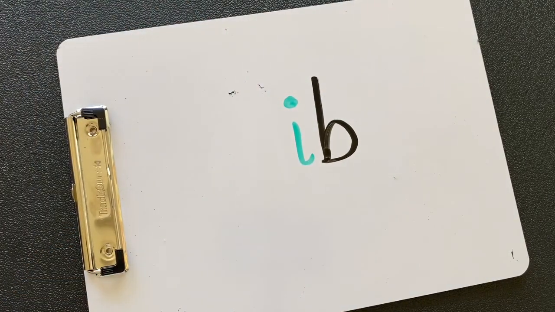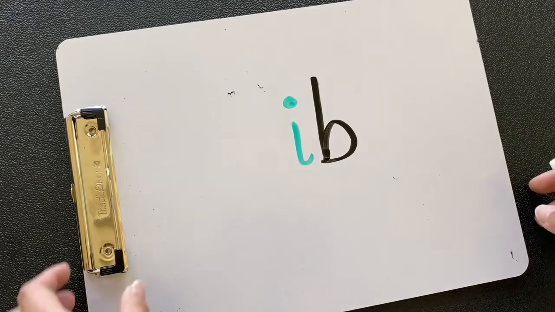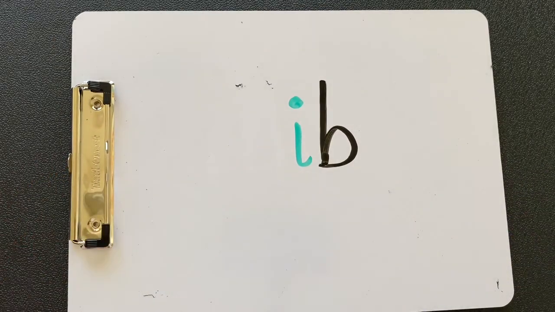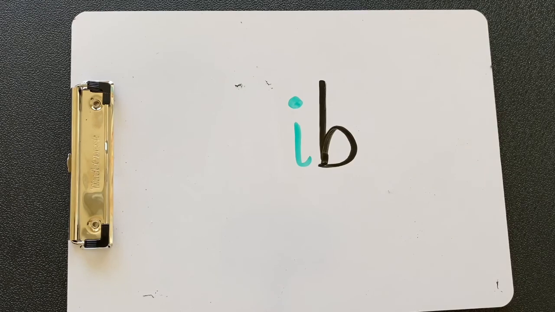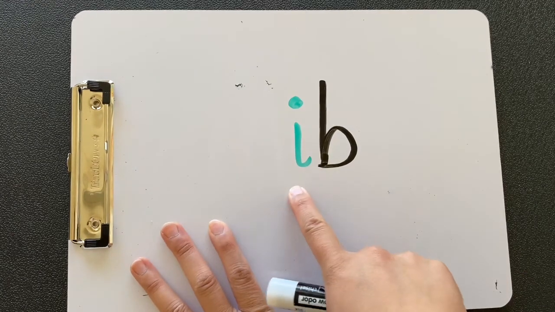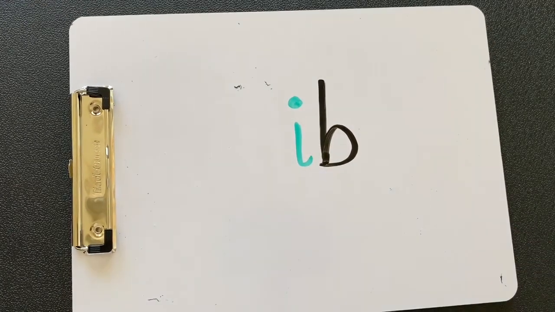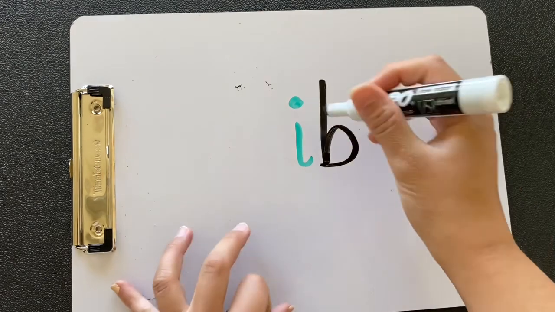All right, my friends. Now I want you to think about the placement of the vowel. Is our vowel going to be short or long? Great job. It's going to be short because it's not at the end. It's going to read ib. How does this compare to nib?